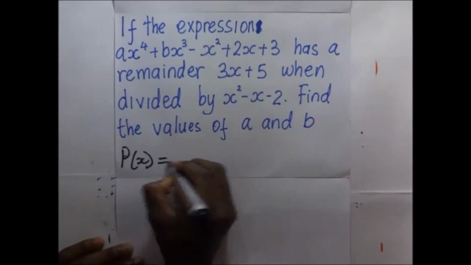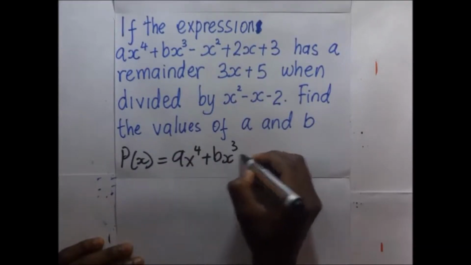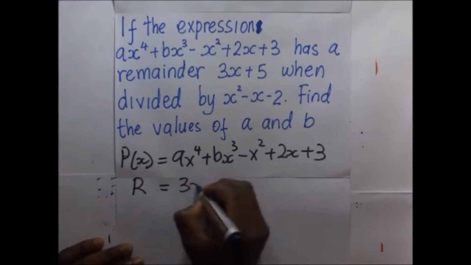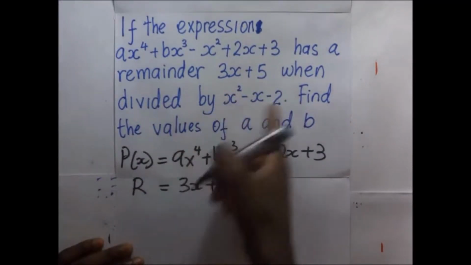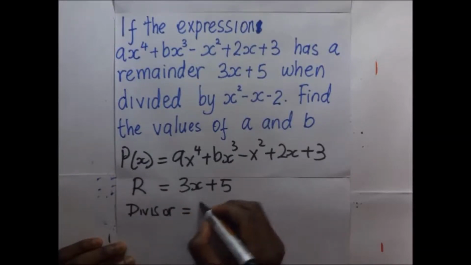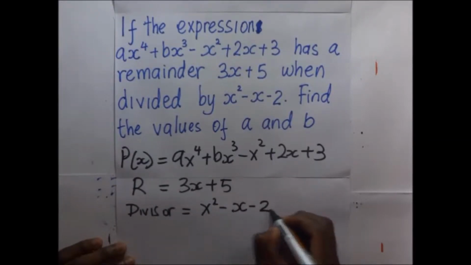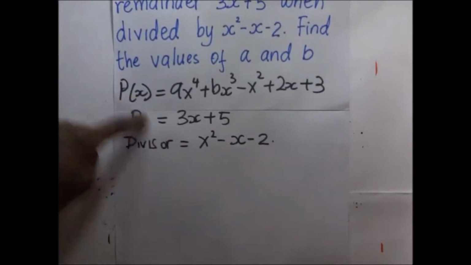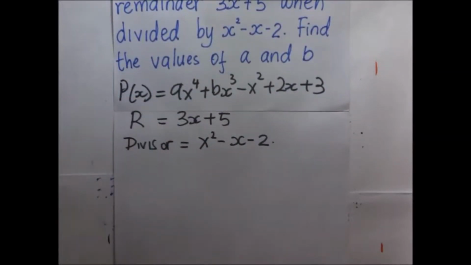Our polynomial is ax. Our remainder is that, and our divisor is that. They're asking us to find the values of a and b. In our polynomial, our divisor and our remainder look like that.